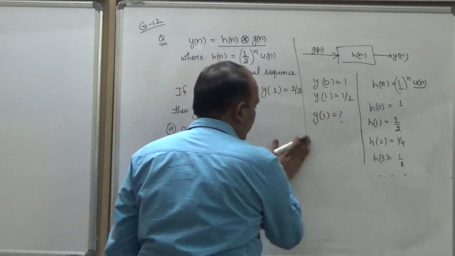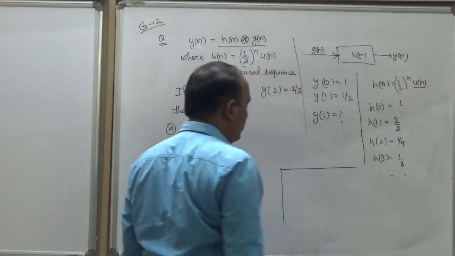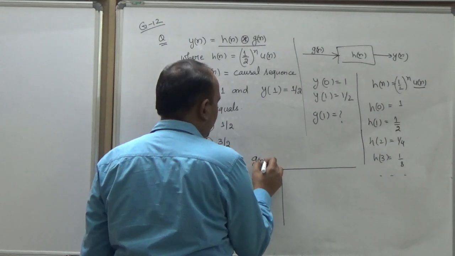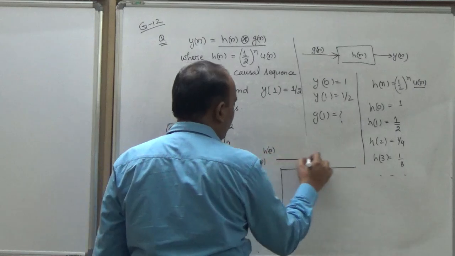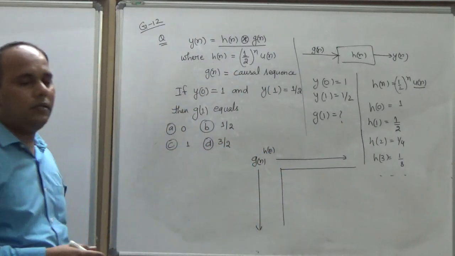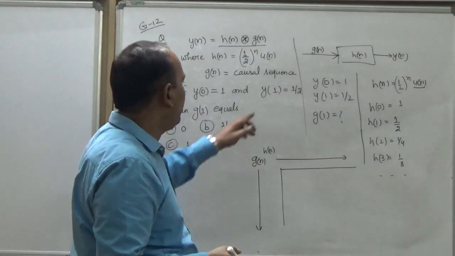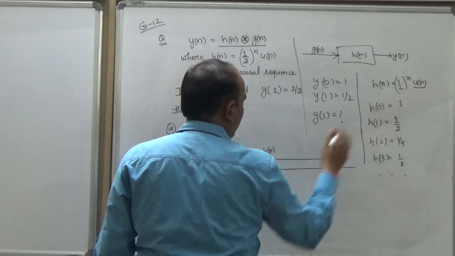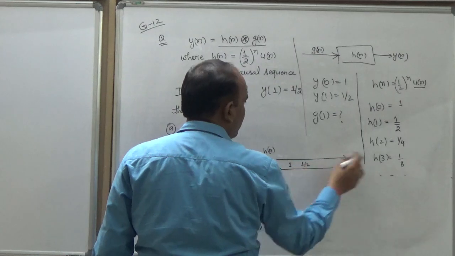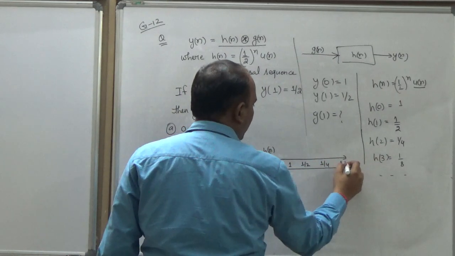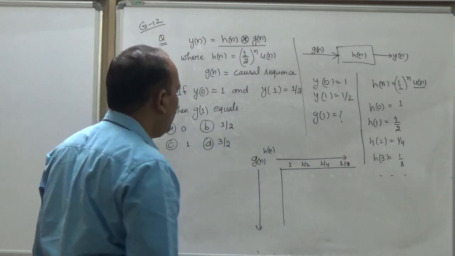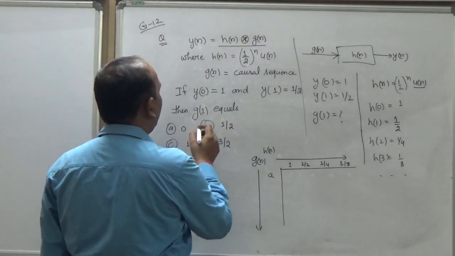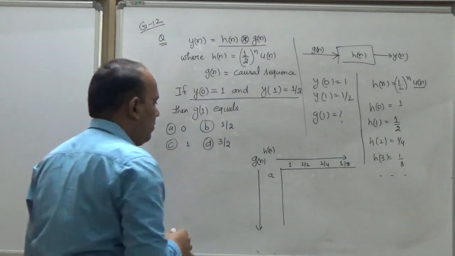Now, since we know that for finding the convolution in the discrete time domain we use a table, here we are writing the functions. On one side is the input, and on this side we use the impulse response of the system, and the resultant of the convolution will be the output. Here the output is y[n]. So h[0] is 1, h[1] is 1/2, h[2] is 1/4, h[3] is 1/8. And just assume g[0] is A, and also y[0] and y[1] are given.